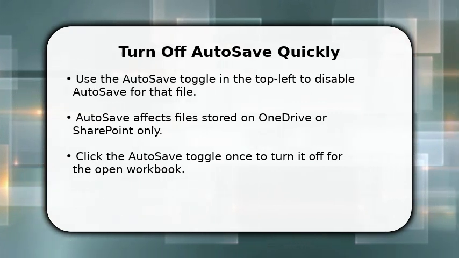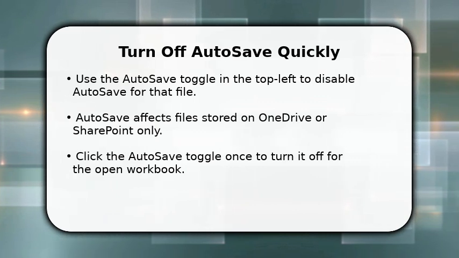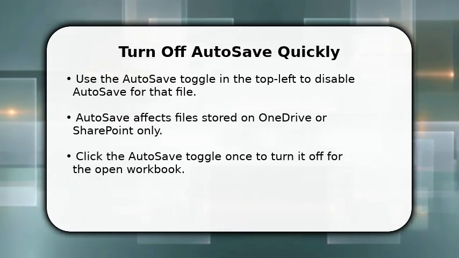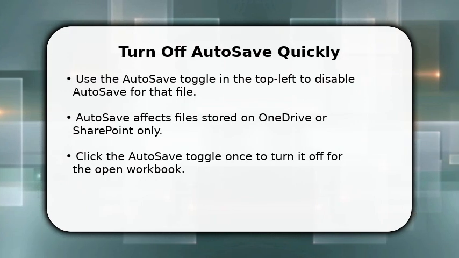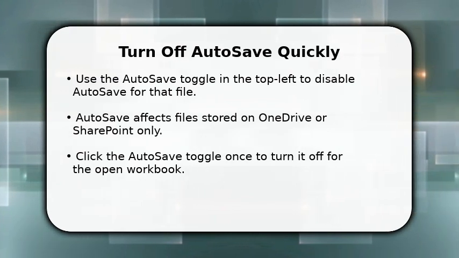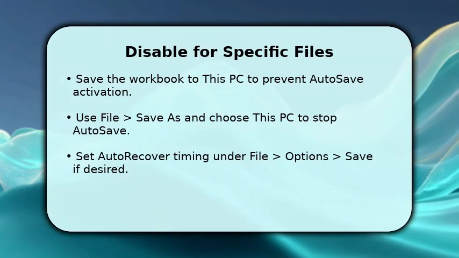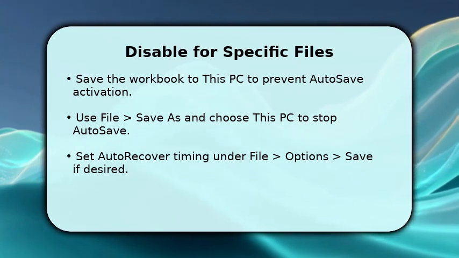To stop Autosave for a specific workbook, save the file to your local drive. Choose File, then Save As, and pick This PC or a local folder. Saving locally prevents automatic autosave to OneDrive or SharePoint.